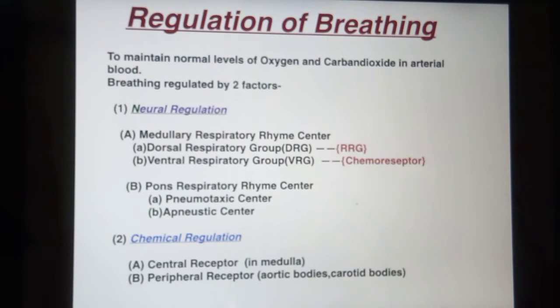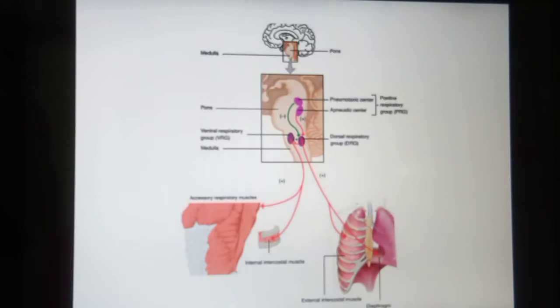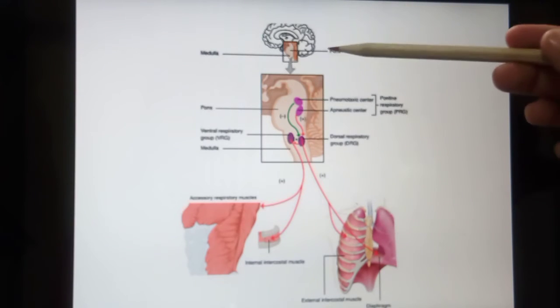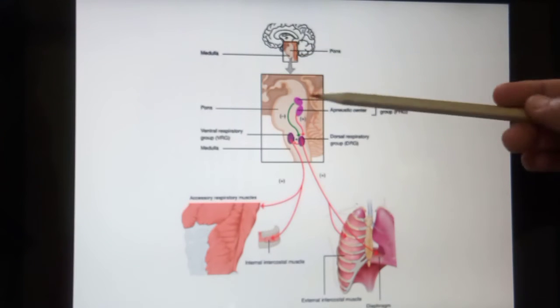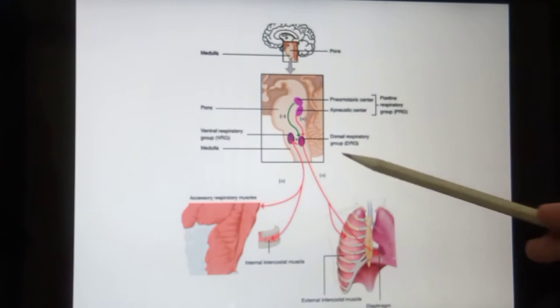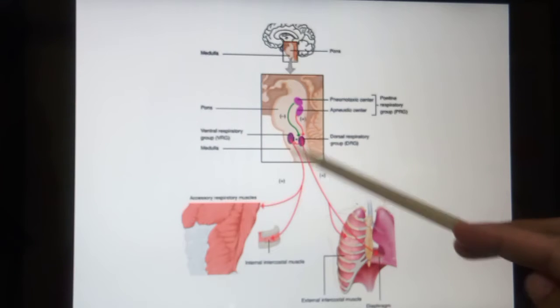Okay, so what is neural regulation? Neural regulation means breathing regulated by the hindbrain. There are three parts of the hindbrain: the pons varolii, the second one is the cerebellum, and the third one is the medulla oblongata. So this is the brain structure, this is the pons, and this is the medulla.